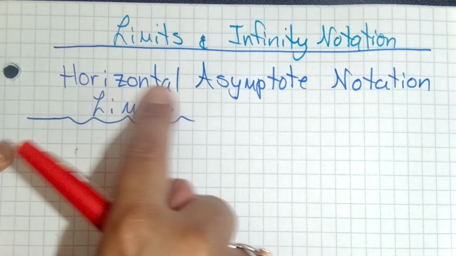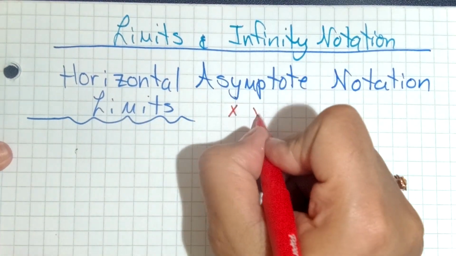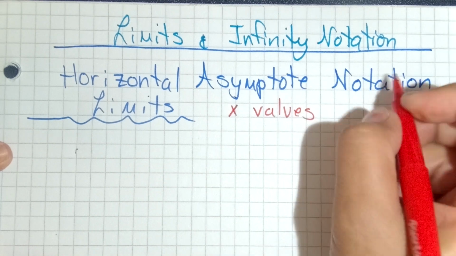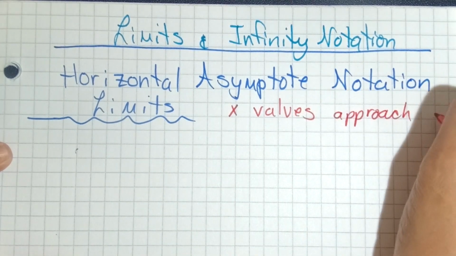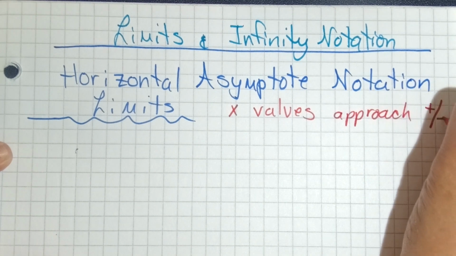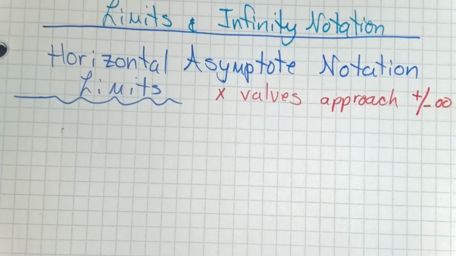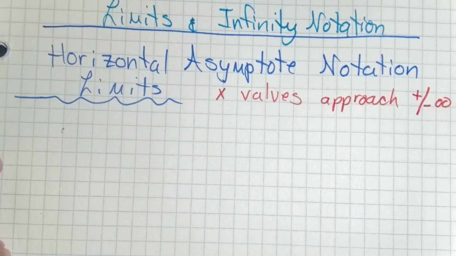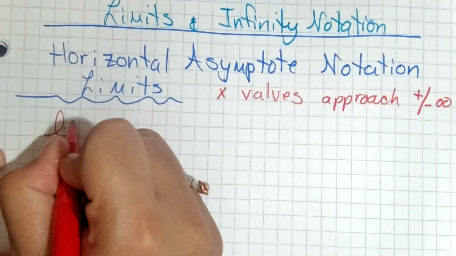Because we're talking about the horizontal asymptote, the x values will approach positive or negative infinity. Your x values will always approach positive or negative infinity for horizontal asymptotes, because those arrows that show infinity will not approach a specific x value. So the limit is going to look like this.